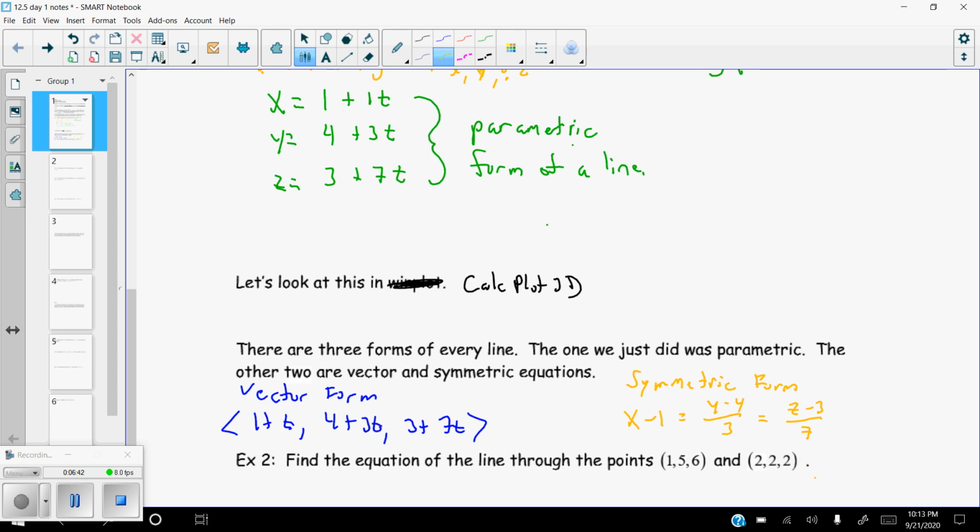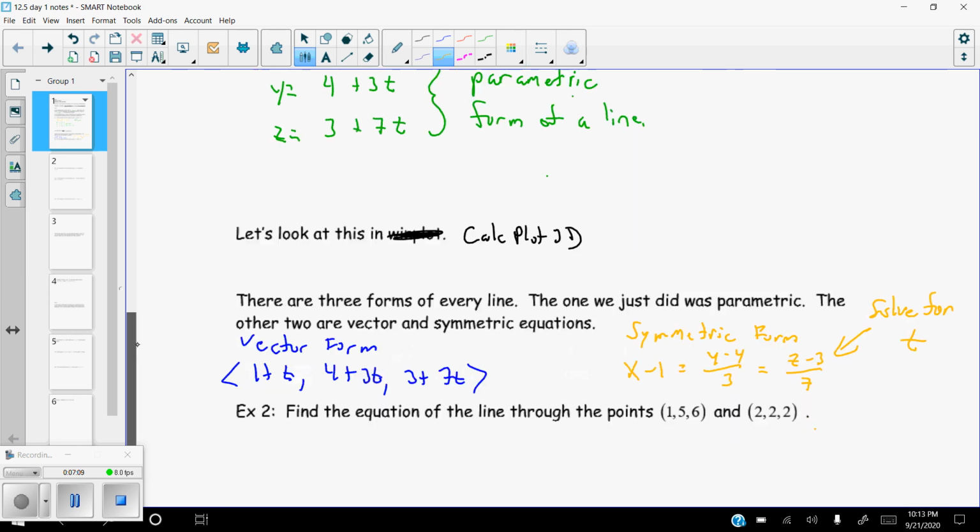It's called symmetric form because we just literally solved the parametrics, every one of them, for t. So if that's the case, all 3 of those things are equal to each other because they're all equivalent to t. Symmetric form is not really heavily used, but vector form and parametric we will use quite frequently. So basically in symmetric form, the thing you're supposed to do is solve for t, and then set them all equal to each other.